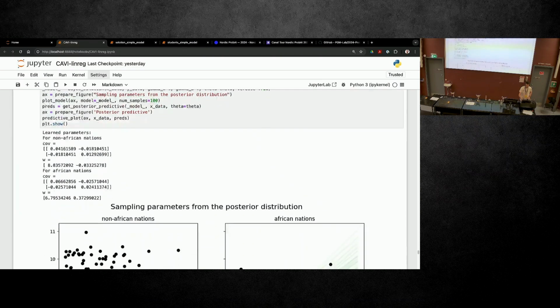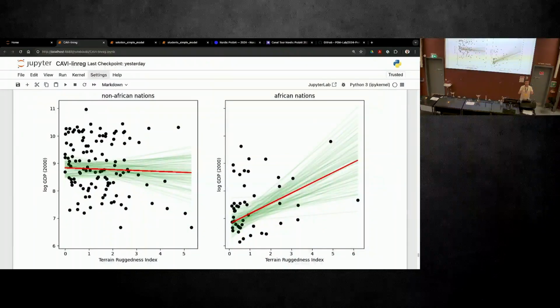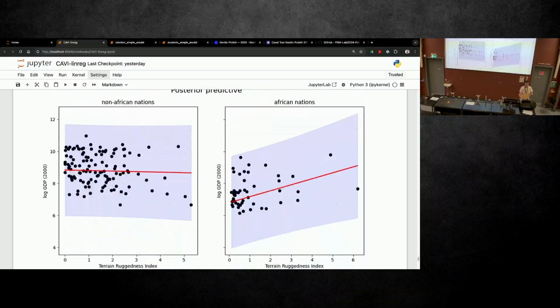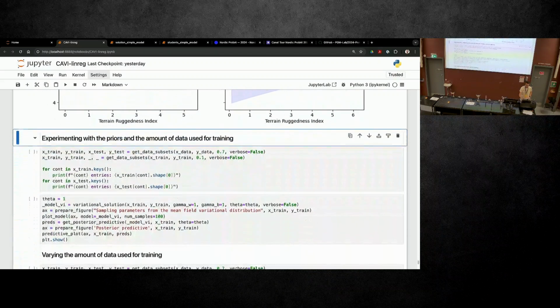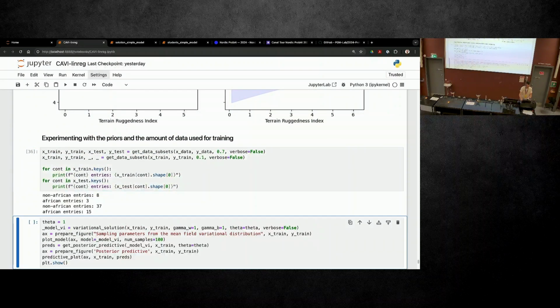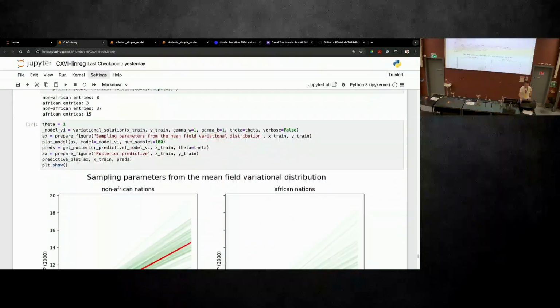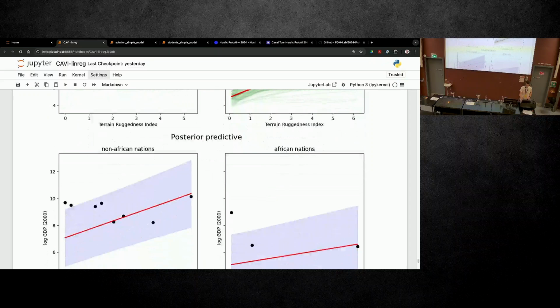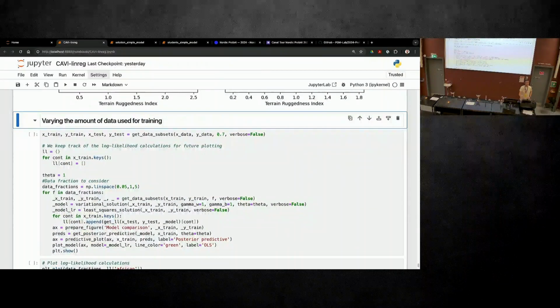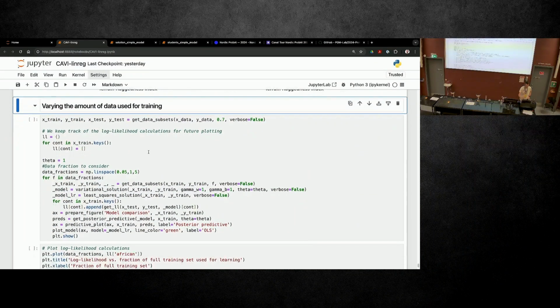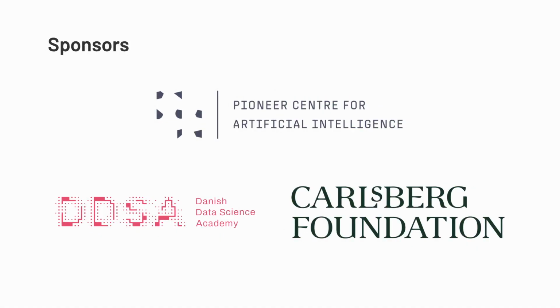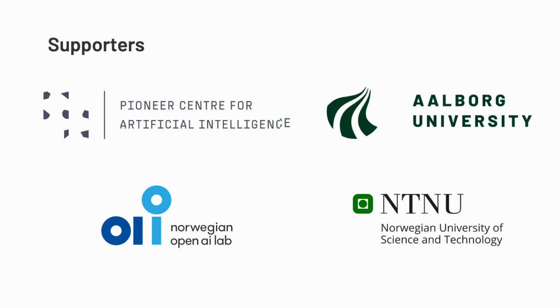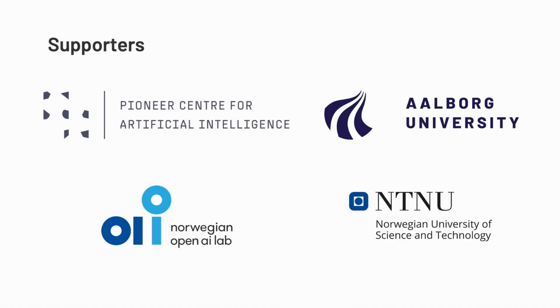What kind of effect does that have on the estimates that you get, and also on the posterior predictive? You can also experiment with the amount of data that is being used. So if we vastly reduce the amount of data, what does that then imply about our predictions? And here we also have code for varying the amount of data that is being used during training. So you can see, okay, what if you gradually increase the amount of data? What kind of impact does that have? But that is for you to play around with.